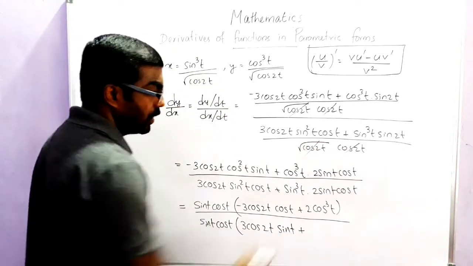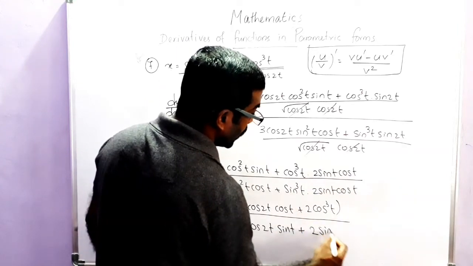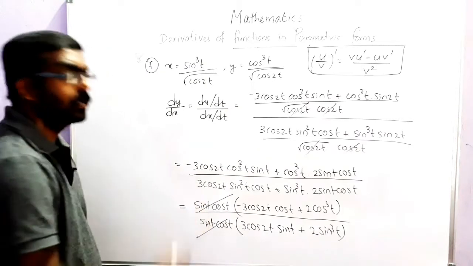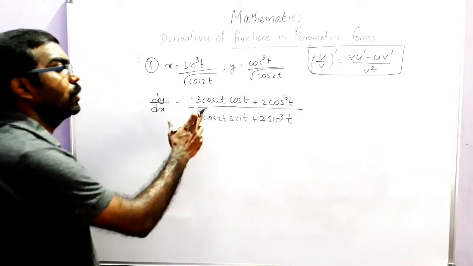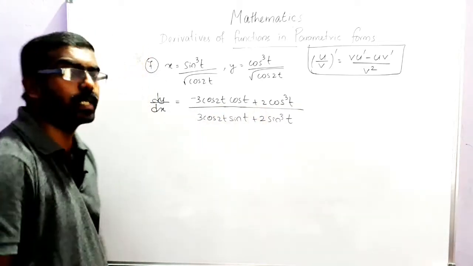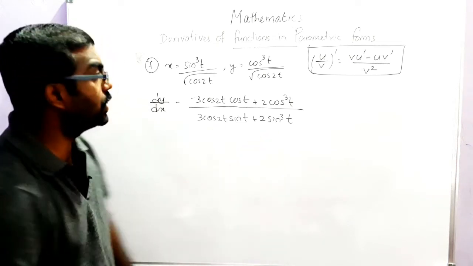Then plus here on 2 sin t cos t we take common. Remaining is sin cube t. This sin t cos t we can cancel. Okay. And the remaining is dy by dx is equal to minus 3 cos 2t cos t plus 2 cos cube t divided by 3 cos 2t sin t plus 2 sin cube t.